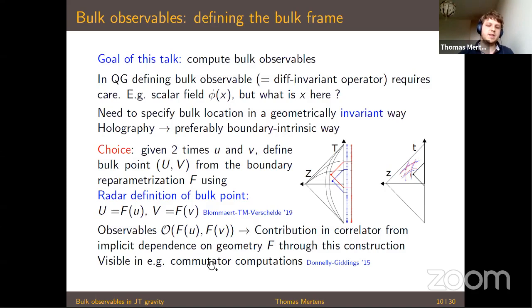So using this definition of bulk point, any observable is now defined in this way, where there is implicit metric dependence or implicit F dependence, reparameterization dependence there. So that means that if I consider, for instance, a correlation function of operators that I define like that, because there's this implicit dependence on the geometry F, you get additional contributions, for instance, in commutators. And this was nicely shown a couple of years ago in a paper by Donnelly and Giddings in perturbation theory. So this is the definition we will use.